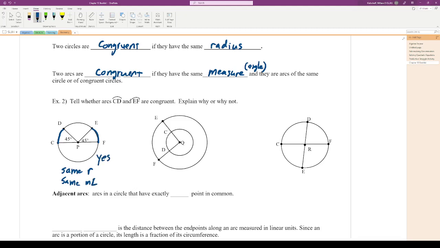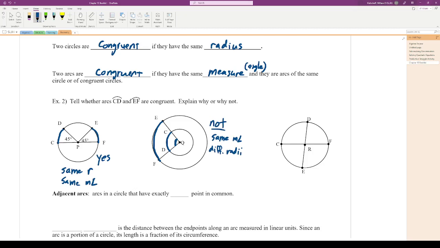So yes. Here, CD and EF have the same angle measure because they share this angle. So by the reflexive property, FQE and DQC are the same angle. So they have the same angle measure, but they have different radii. So that means they are not congruent. They can't be because they're on different radii.